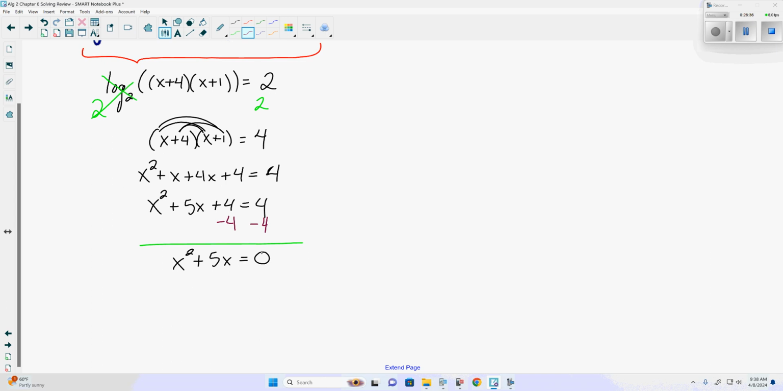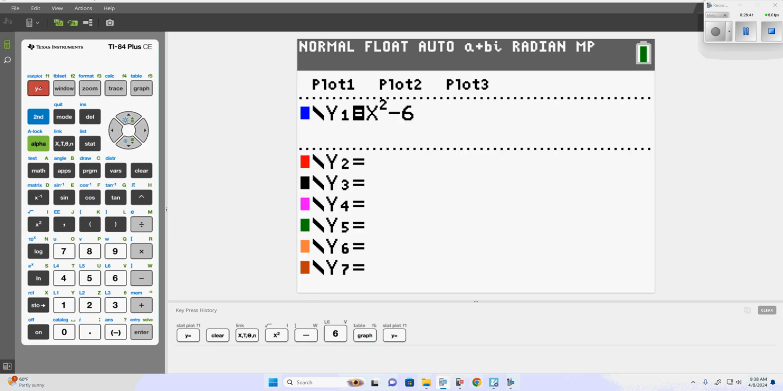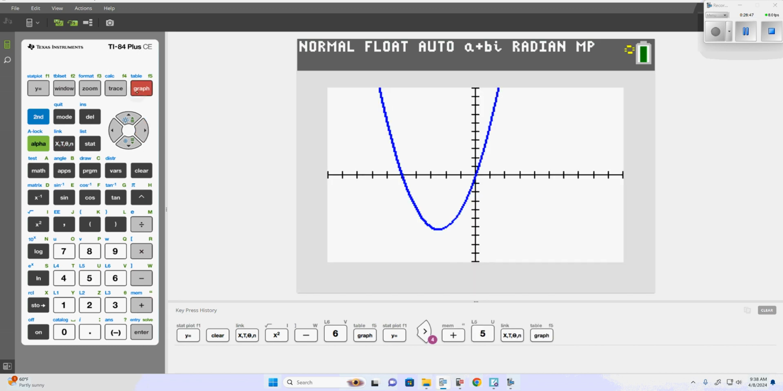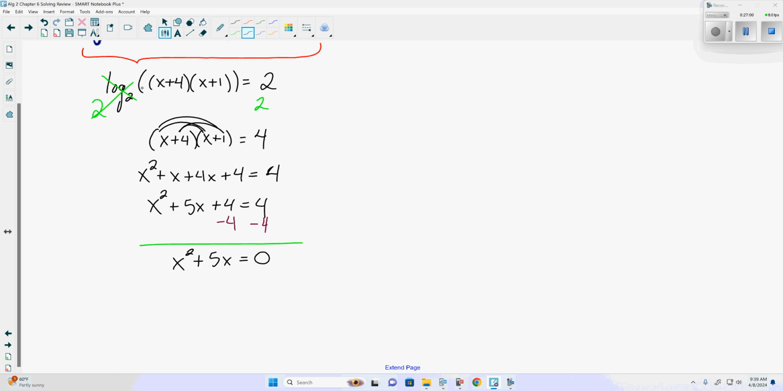Now there's several ways we can go about this. One of them is graphing. X squared plus 5x, graph. It intersects the x-axis at 2 points, and they are nice points, yes? Second graph. We have -5 and 0. So these here are our two solutions.